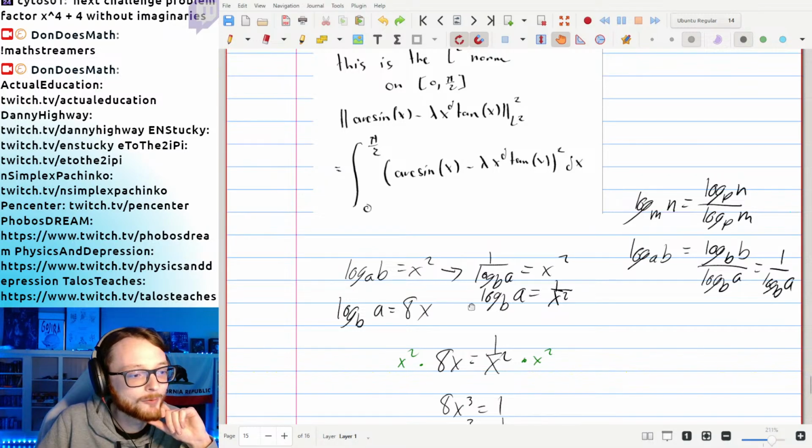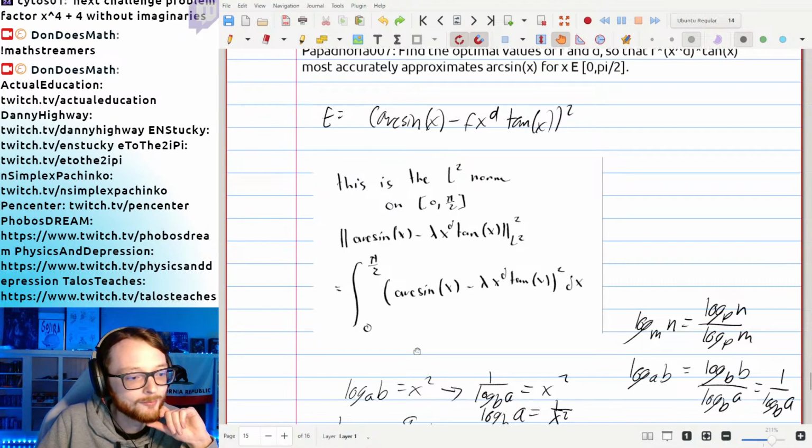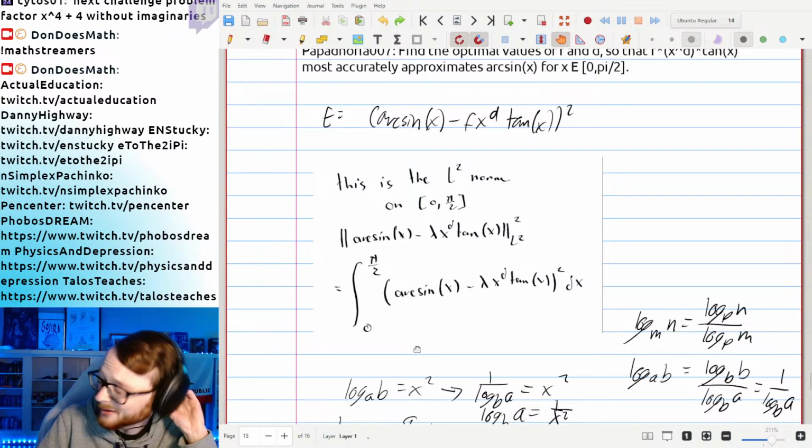Factor x to the 4 plus 4 without imaginaries. Is that even possible? So, sum of two squares. Maybe because it's a quartic, it is, but I don't know.